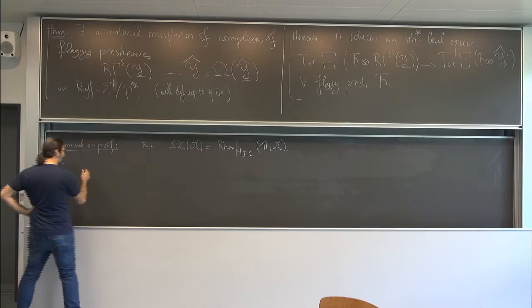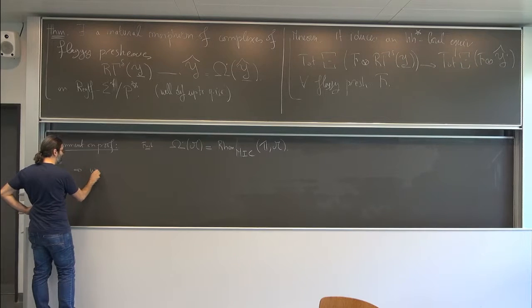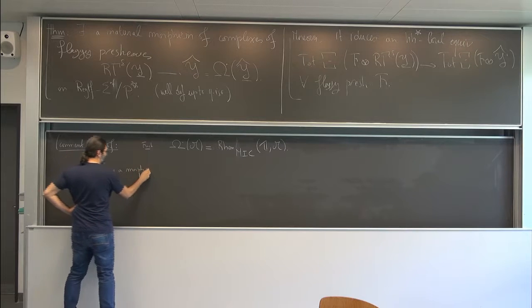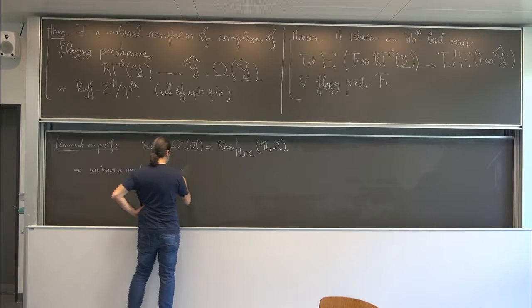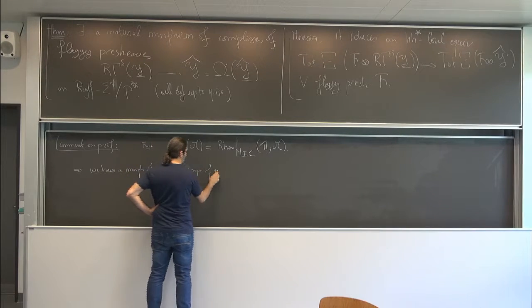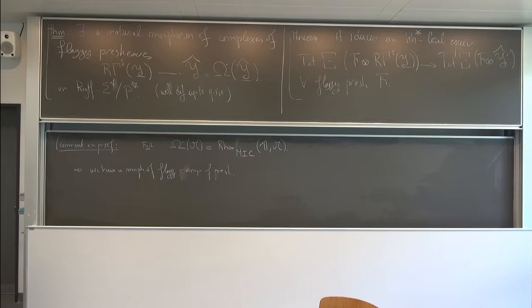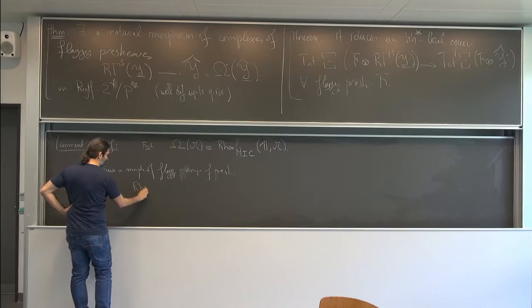So this implies that we have a morphism of filtered complexes of sheaves. Why? Because I could replace omega there by R Hom of 1, and then it becomes really just obvious functoriality of the construction. Okay, so this gives R Hom.